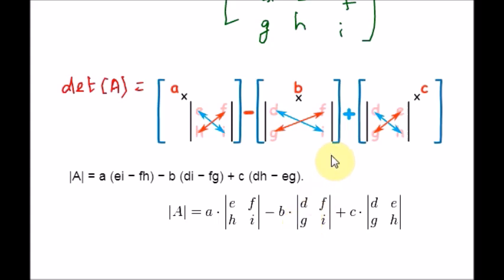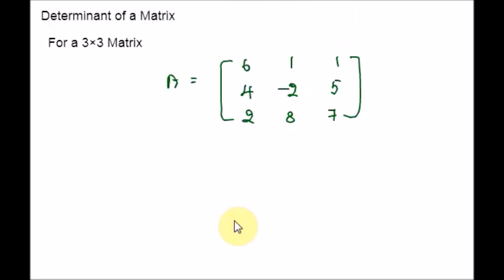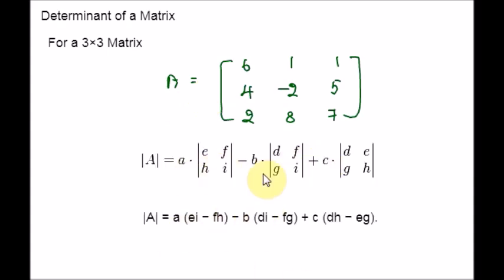Let me take one example with numbers in place of A, B, C, D for a 3 by 3 matrix and work it out in the same way. If A equals this matrix, find the determinant of A. Now let's apply the formula. According to the formula, we have to work it out in this way. Let me plug in the values.